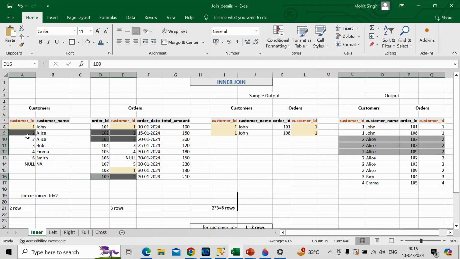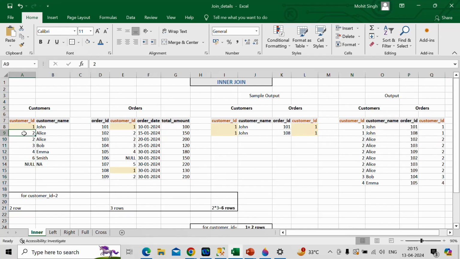Okay. So again, this row has completed its job. Now it's time for this third row. So again, the value is 2. It will go and check every value of customer ID. So it will find its matching at this place, and this place. Okay. So ideally, these three rows will be the same.